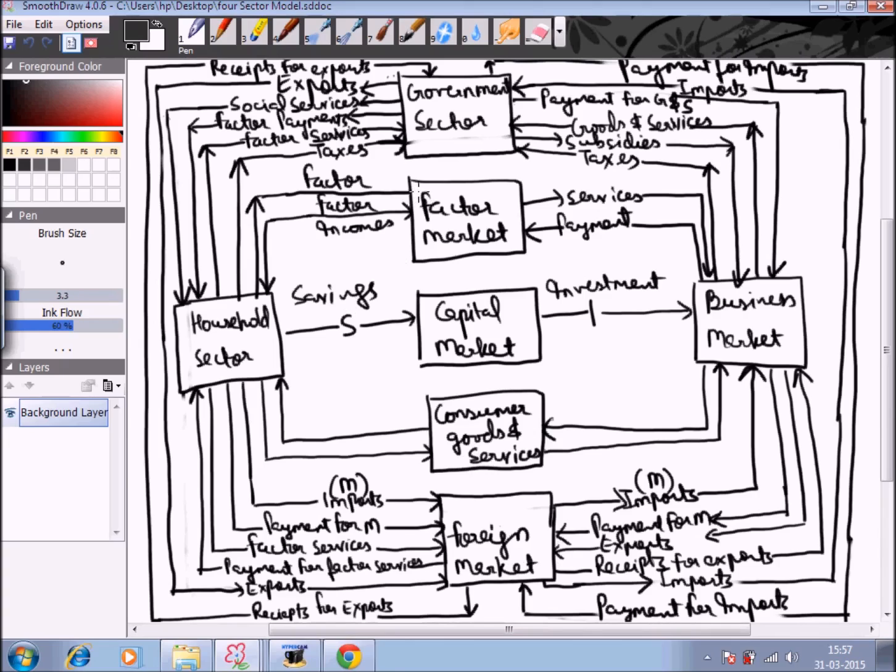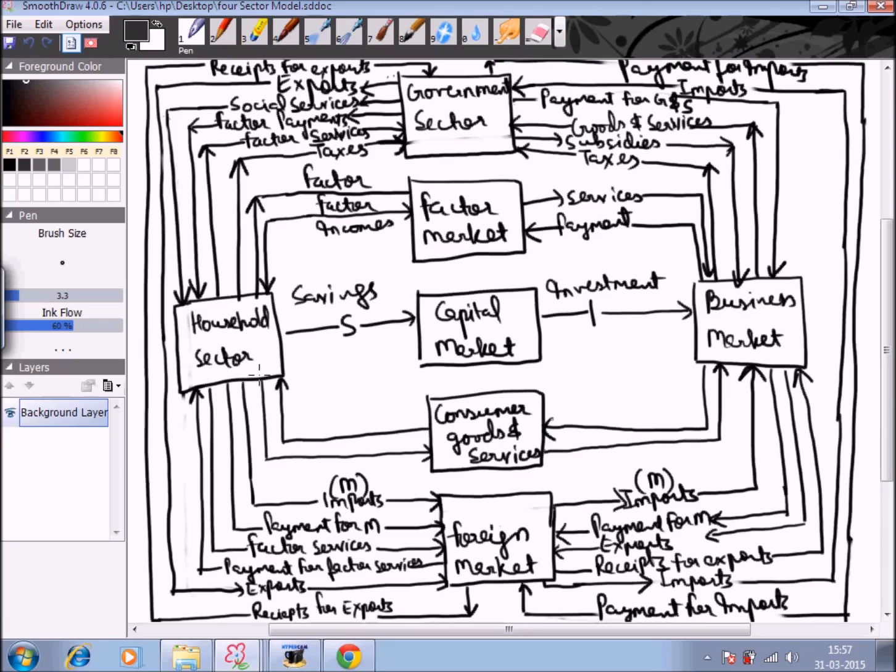Now here also we are seeing that the transactions do not result in equal flow, that is, the flow here ought not to be equal due to the withdrawals and injections done. Let's start understanding this model. You have to remember two assumptions which are made.